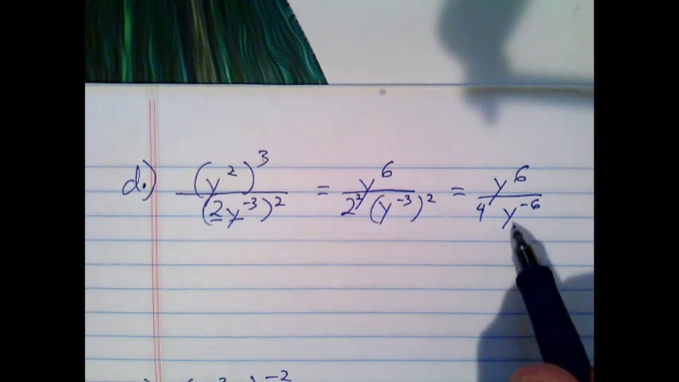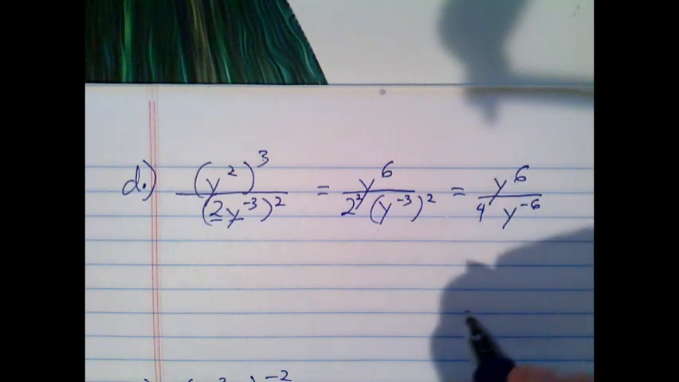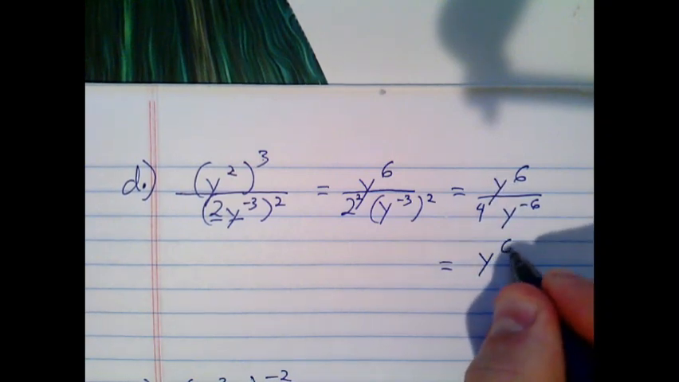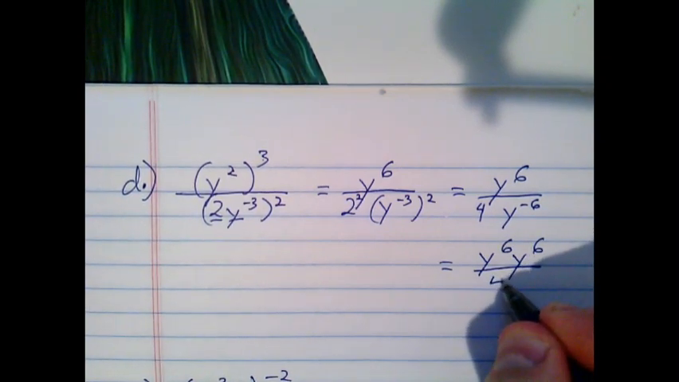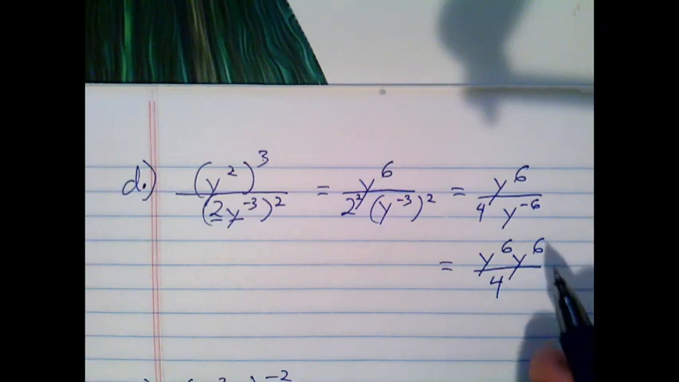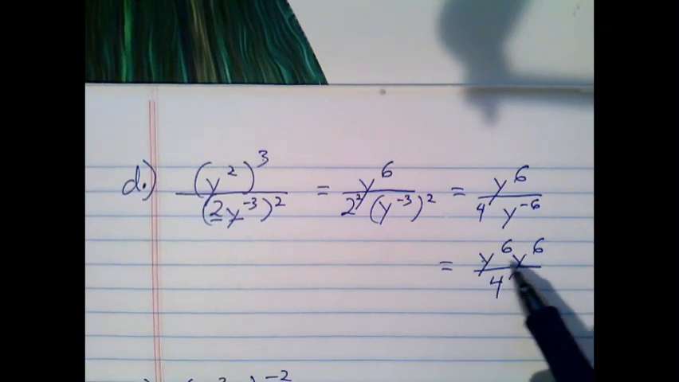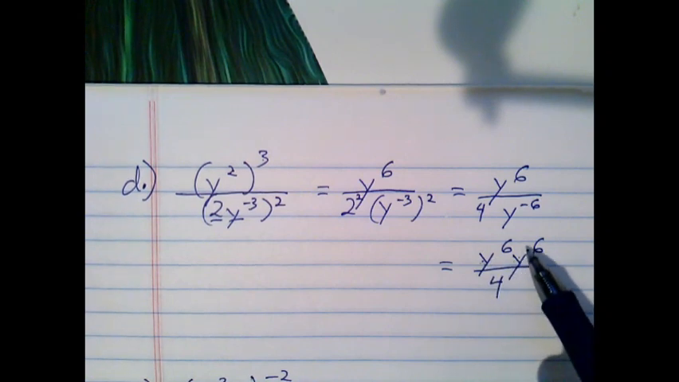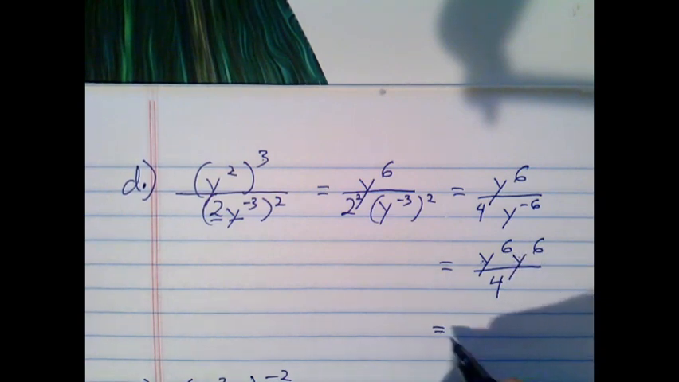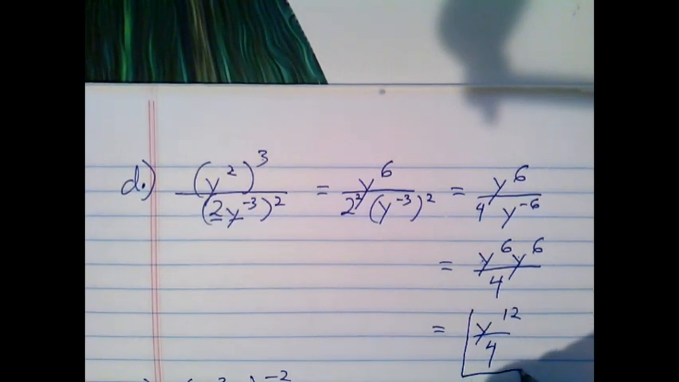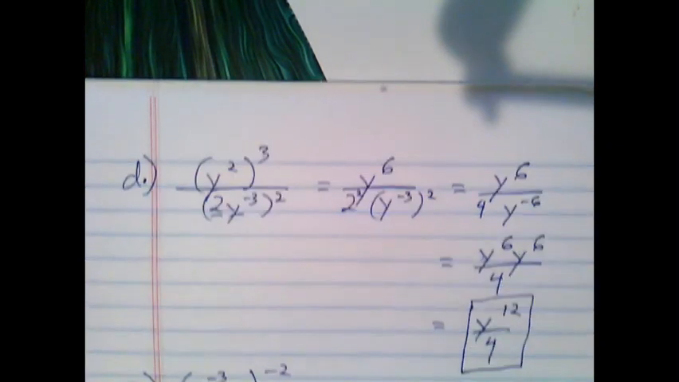Okay, now I see that I have something raised to a negative power, so I'm going to move that from the denominator to the numerator so that its power becomes positive. So now I have y to the 6 times y to the 6 over 4. And then there's one more step to take here. Since these 2 factors have the same base, there's a rule saying I can simply add their exponents. Okay, so 6 plus 6 is 12. So this becomes y to the 12 over 4. And that's how I will leave my answer for part D.